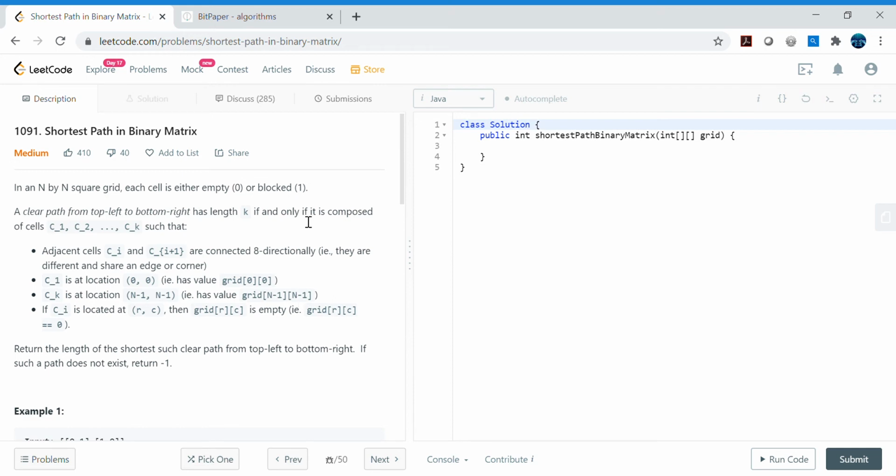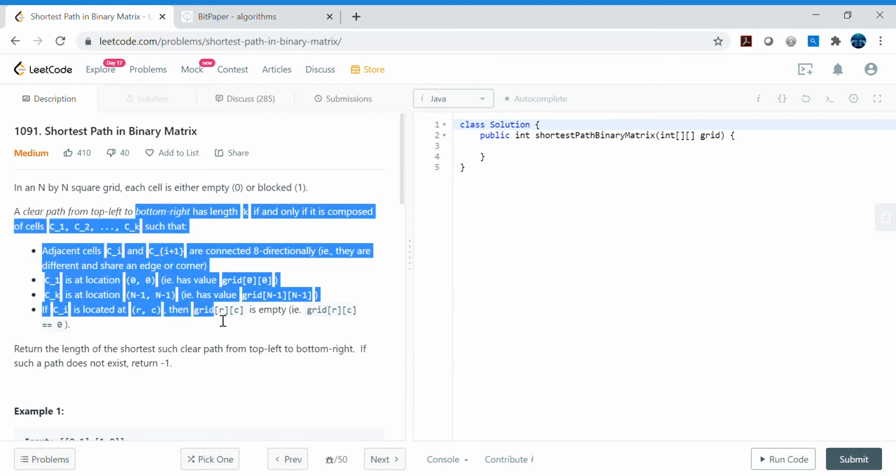Today we will cover this interesting problem called shortest path in binary matrix. We have been given an n by n square grid. Each cell is either empty or blocked. Empty means it is 0, and 1 means it's blocked. So what we need to do is find a clear path from top left to bottom right. These are all the conditions that have been given.